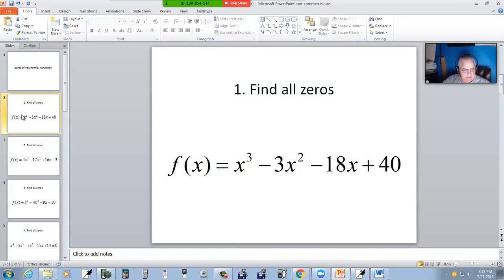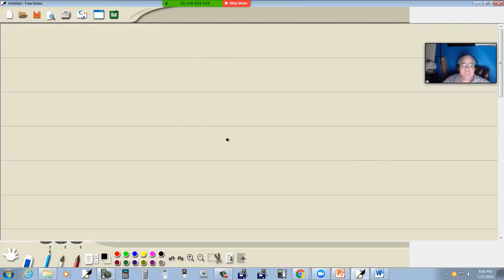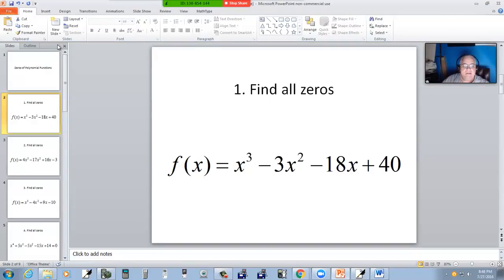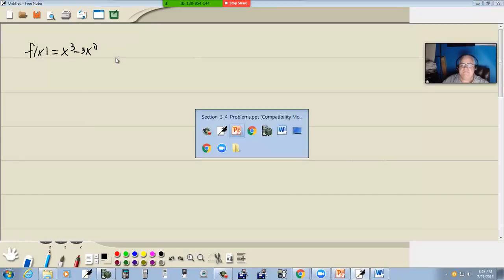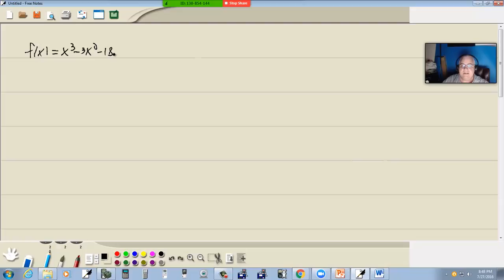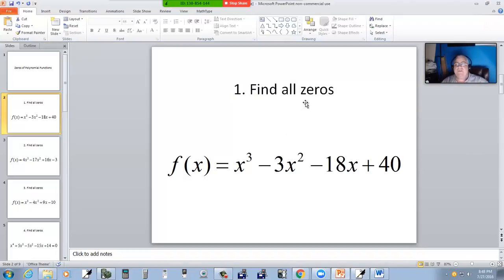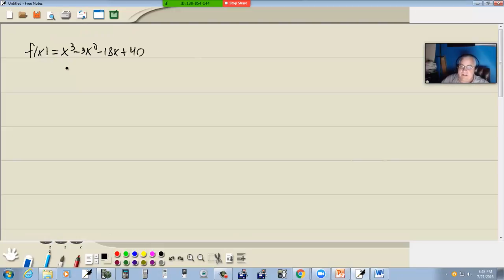These I can't make up out of my head, so I pulled up a PowerPoint from another class. And we got f of x is equal to x to the third minus 3x squared minus 18x plus 40. And instructions are to find all zeros. We talked about in the last section, to find all zeros, you set it equal to 0. So we'll have x to the third minus 3x squared minus 18x plus 40 equal to 0.